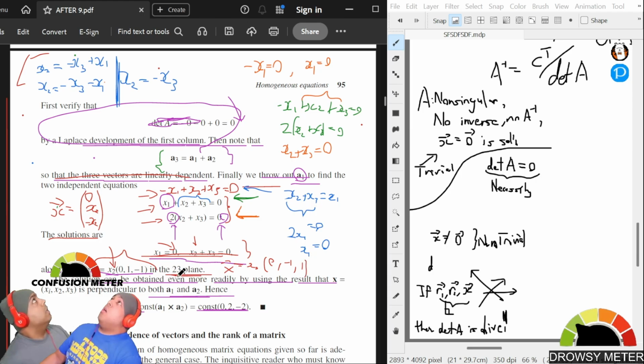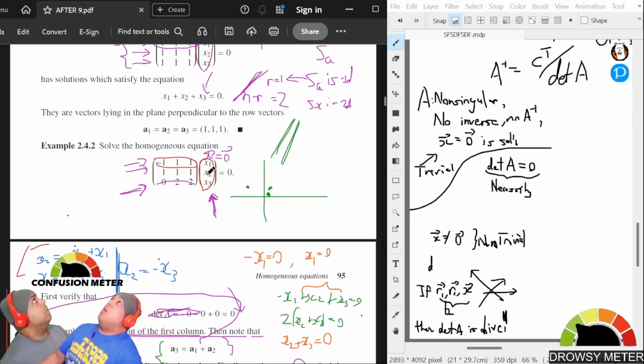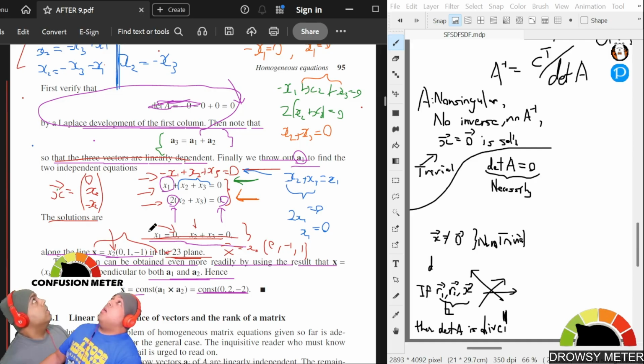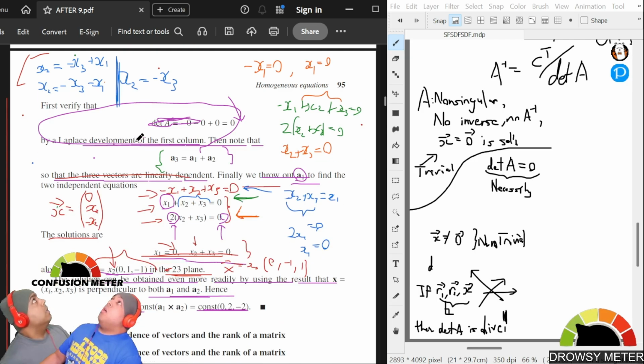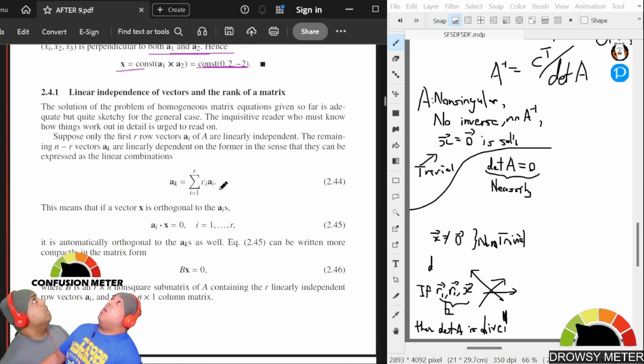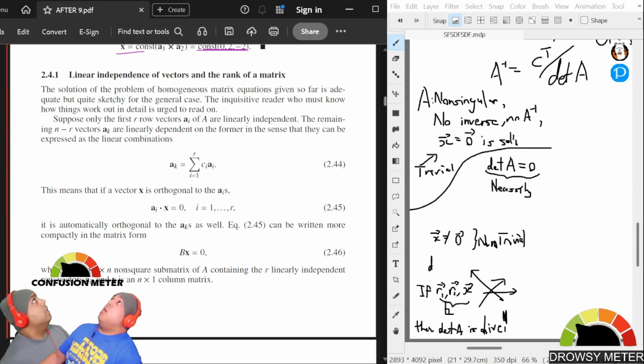Well, what plane would that be in? Is there something such as a negative 2-3 plane? What is the 2-3 plane? I think they're saying x2 could be negative as well, which means it can go in the opposite direction. Ah. Anyway, let's just continue.